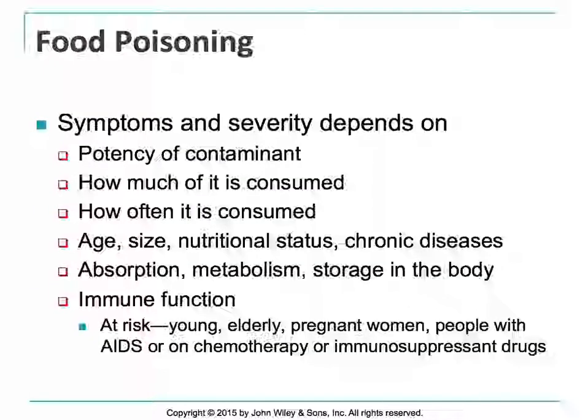When it comes to food poisoning, the symptoms and severity of the illness depend on the potency of the contaminant, so how much of the contaminant is present in the food, how much of that food is consumed, and how often that food was consumed. For the individual contracting the foodborne illness, it's important to consider their age, body size, nutritional status, and any currently occurring chronic diseases.